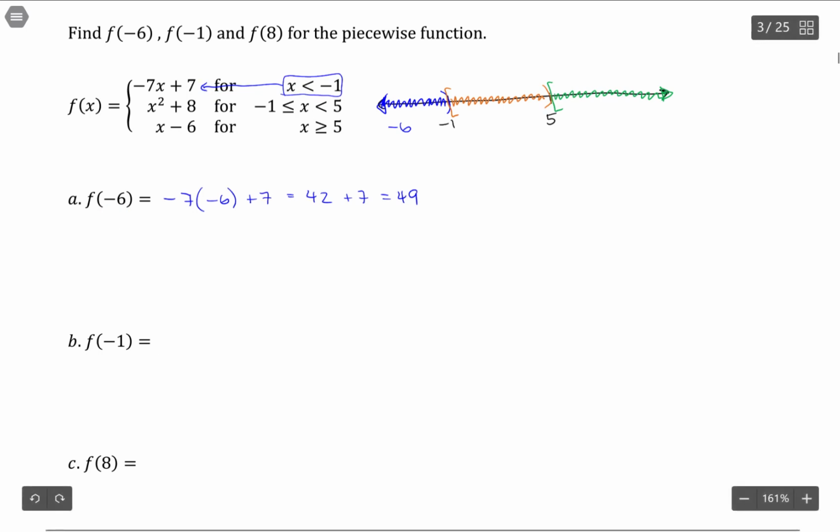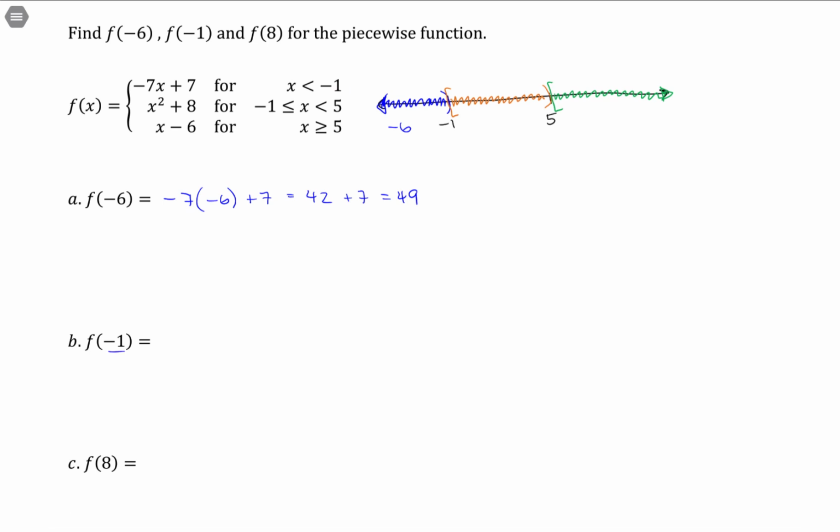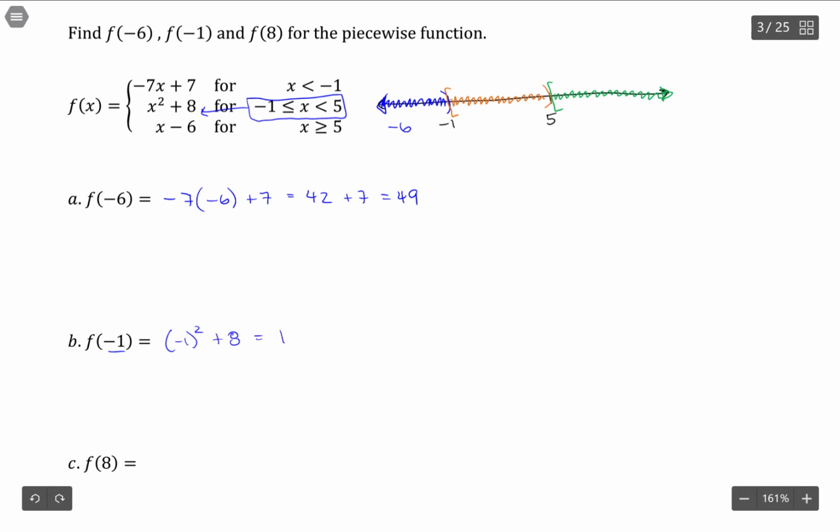Okay, now let's go on to part B. So this wants me to evaluate f of -1. So -1 is actually this boundary right here. And remember, you can only have one output value per input. So you have to choose which one includes the -1. So this range right here includes -1. So I use this function. So this would be -1 squared plus 8, which is 1 plus 8, or 9.